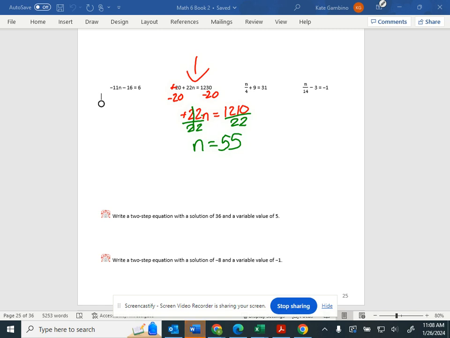That's an important thing to note. When we're doing these two-step equations, first step is adding or subtracting, no variable. Second step is multiplying or dividing, that's the one with the variable. Remember, if we see a negative number, that's the same as subtracting it. If we see a positive number, that's the same as adding it.